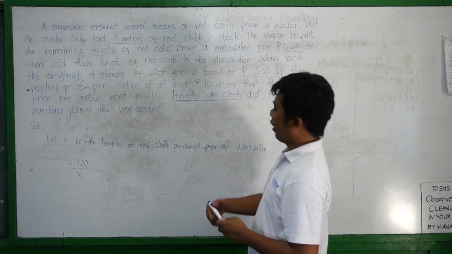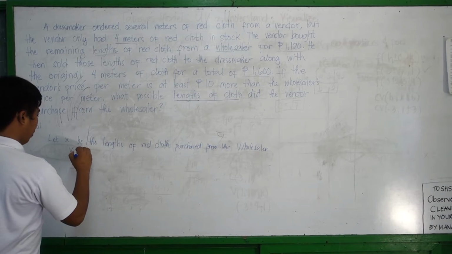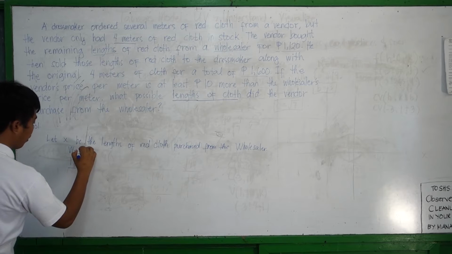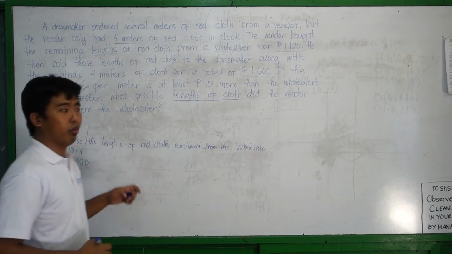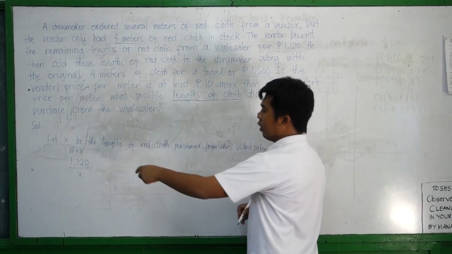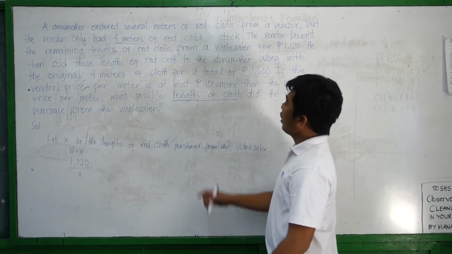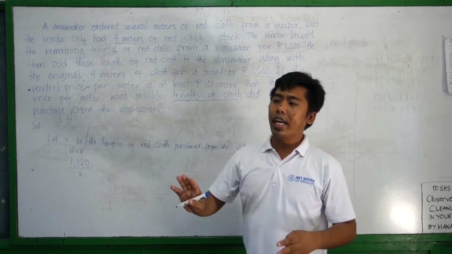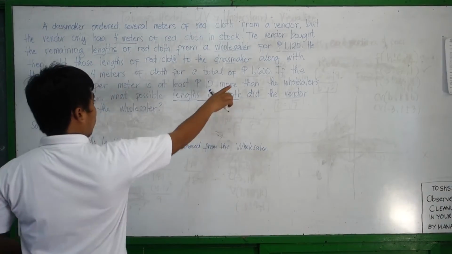That one is the wholesaler to vendor. The vendor bought from the wholesaler. Now, let's proceed to the next one. This is what the vendor sold to the dressmaker. So, we use that one.